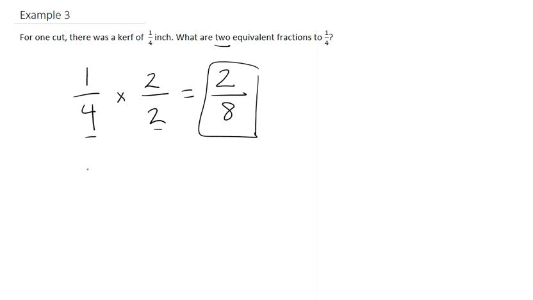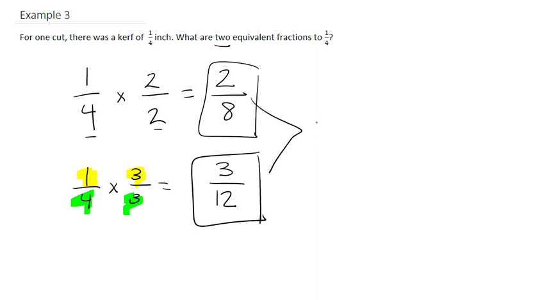Now let's do another one. So we have 1/4 times 3/3. 1 times 3, and then for the bottom, 4 times 3. So 1 times 3 is 3, 4 times 3 is 12. So these are two equivalent fractions to 1/4.